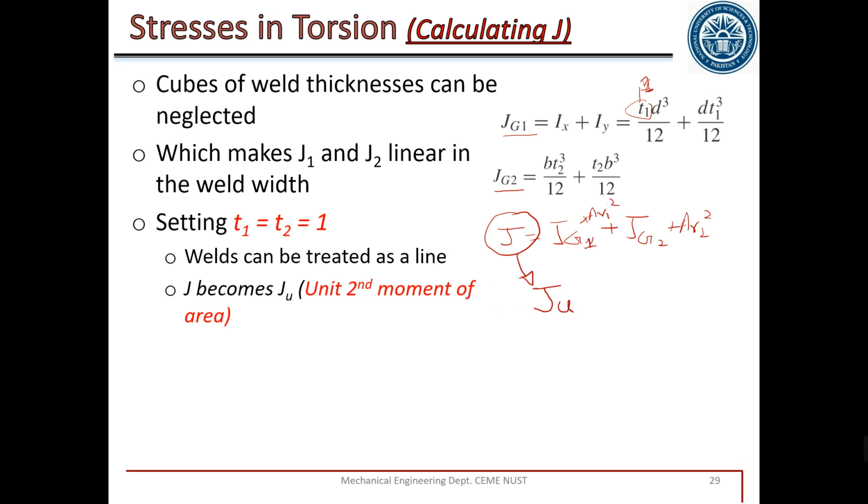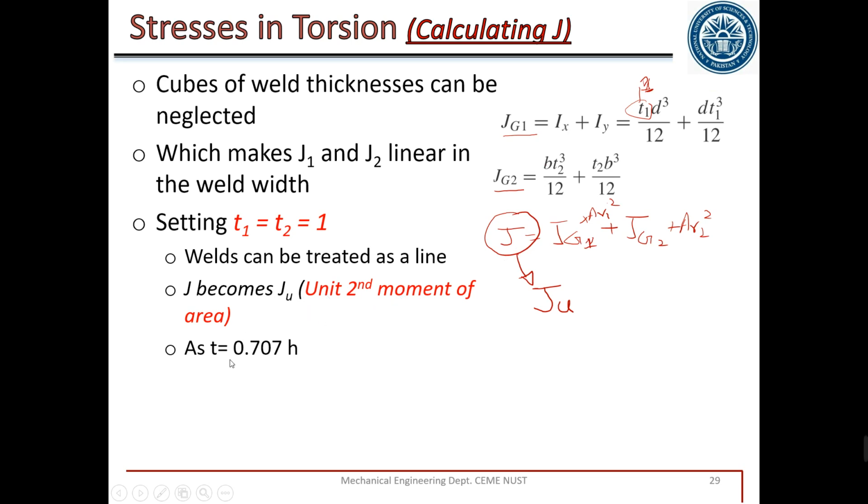And what is the advantage? It is not exactly dimensionless, but it does not depend on the size of the weld, because the parameter dependent on the size of the weld is t. t is 0.707 times the height of the weld. And when we assume this t equal to 1, we eliminate the effect of weld size. By eliminating the effect of weld size, we have changed this J to Ju.